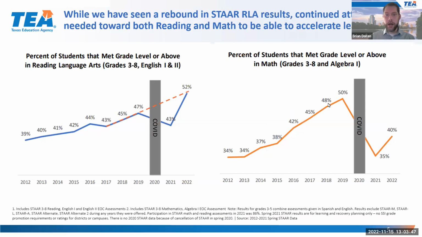This is, of course, predicated on what we are learning from COVID recovery, knowing that we certainly have a lot of room to grow in both reading and math outcomes for students. And while we've seen a rebound in STAAR RLA results, we definitely still need to continue the progress and even push that even further for learning acceleration. And this is doubly true for math as well.